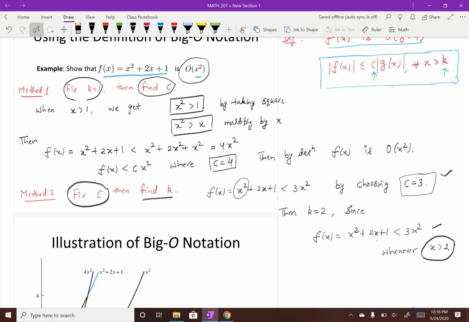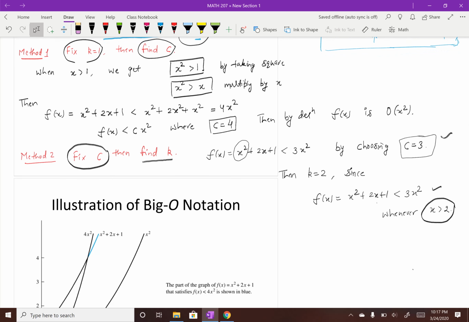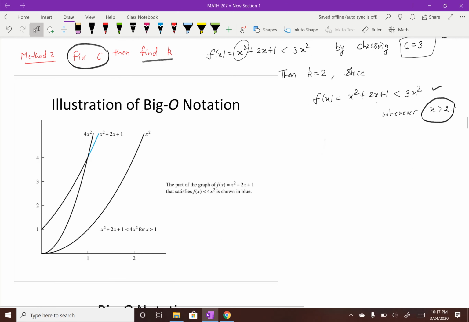So it's up to you which method you want to use. I will always recommend my first method. You select the value of k equal to 1 and then try to find the value of c. This is the easiest method here. Let's look at what this function is telling us graphically. Graphically you can see the given function f of x, which is here.